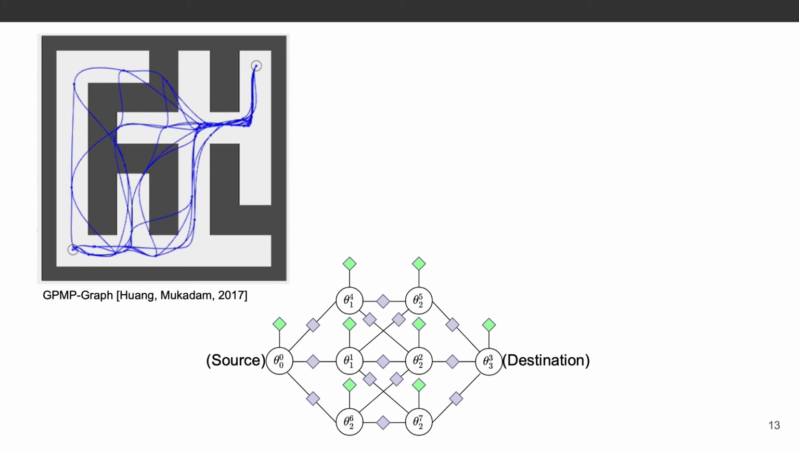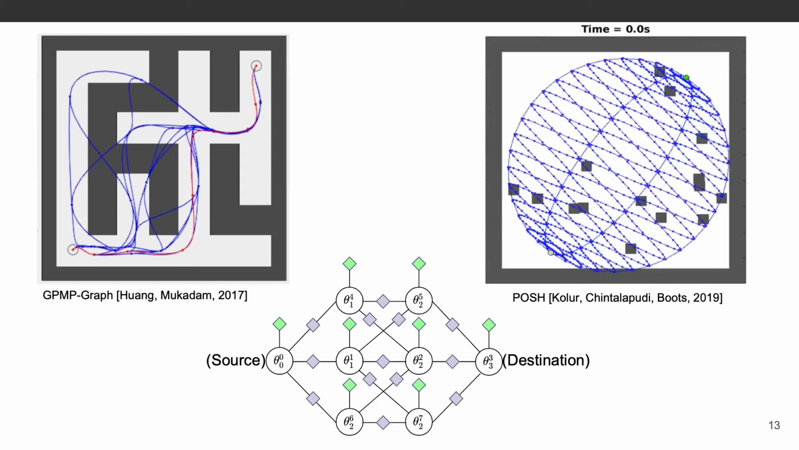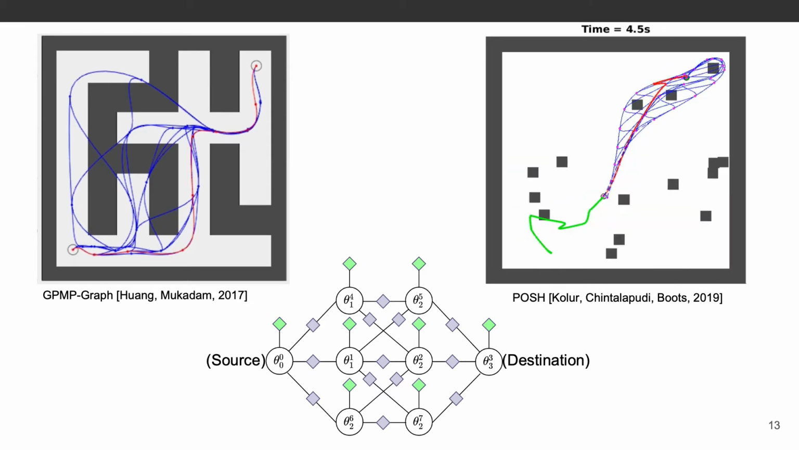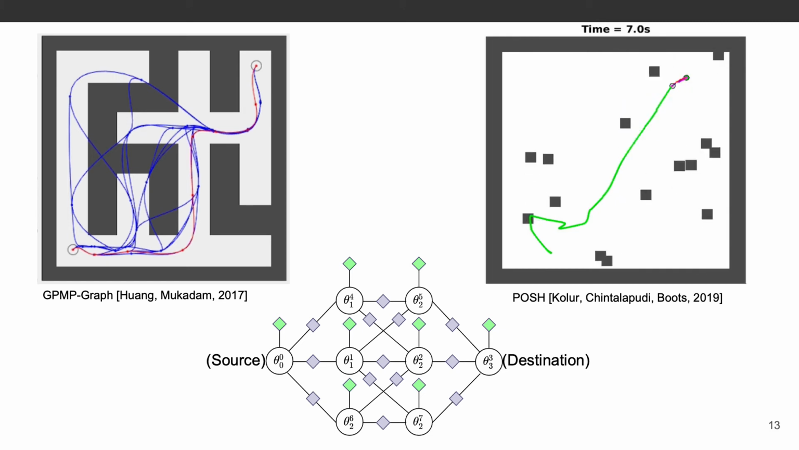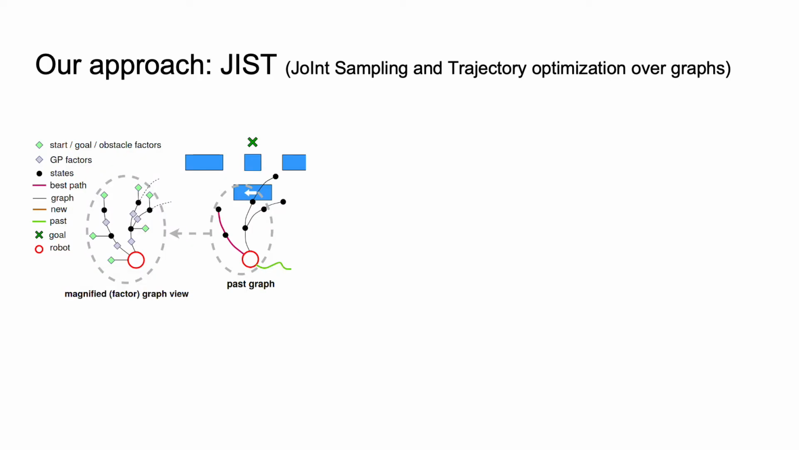GPMP-graph is one such work that performs trajectory optimization over multiple interconnected initializations using factor graphs. A follow-up work extended this to dynamic environments, but both of these works were still limited to an offline and fixed horizon setting that won't scale well for large environments or highly dynamic environments. In our work, JIST, we extend these prior approaches to an online and receding horizon setting through integration of sampling-based planners. We now introduce our approach, JIST.